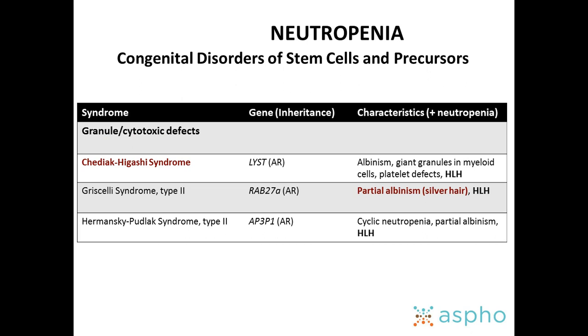And then we have our granulin cytotoxic defects. I talked about several of these yesterday in the context of HLH. So not only can they lead to dysfunctional T cells, they can also lead to dysfunctional phagocytic function. I think it's important to remember Chediak-Higashi and Griscelli syndrome. They have sort of the classic albinism. Griscelli syndrome specifically will have silver hair under the microscope. So I'd remember those. Those are things that can be testable.